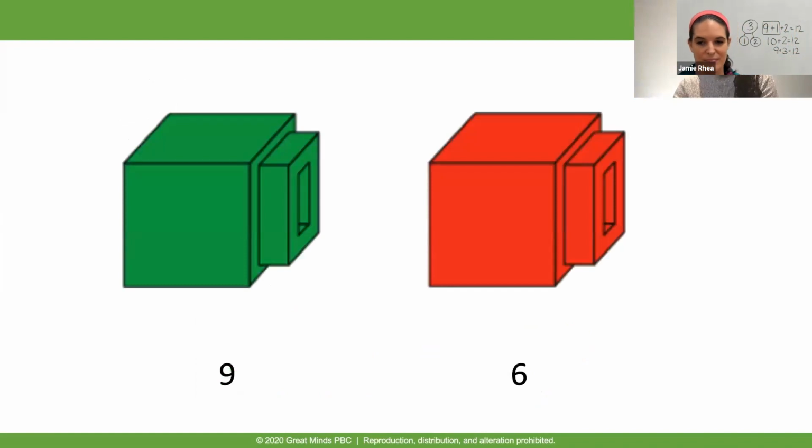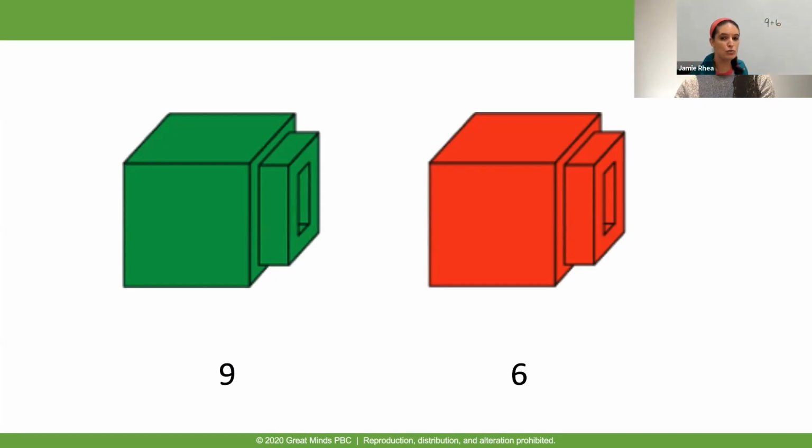Let's go ahead and solve one more problem. This time, I'm going to pause for a second, let's draw our math drawings. You're going to draw a math drawing for this, but let's talk about what is our expression for 9 and 6. I have 9 green cubes and 6 red cubes. What's my expression going to be? 9 plus 6.